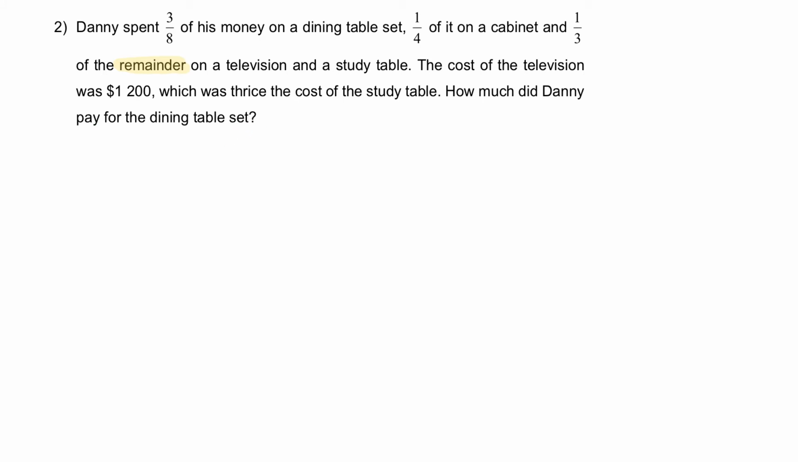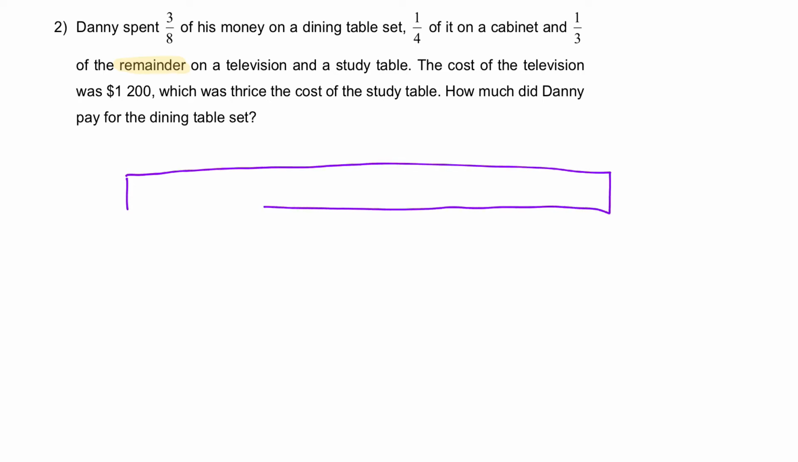For this question, they didn't ask me to find something at first. So I'm just gonna draw my model forward from the first sentence, one information at a time until the very end. Alright, so let's draw. Danny spends 3/8 of his money on a dining table set. Okay, so first information is Danny started with this amount of money.